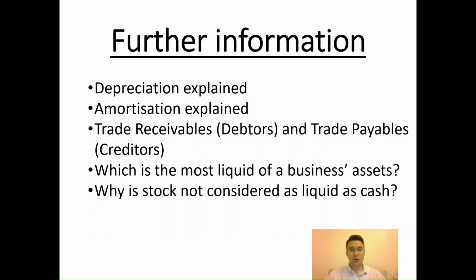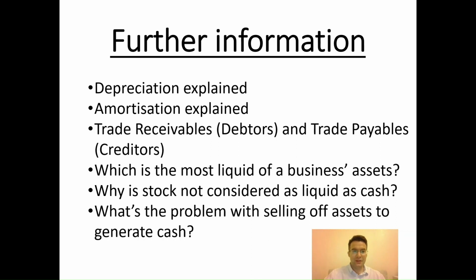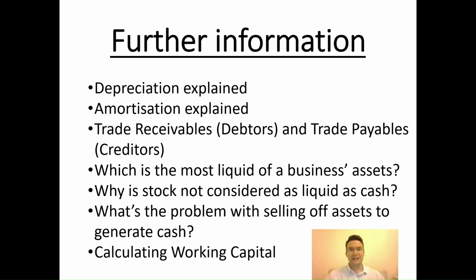Fourth, why is stock not considered as liquid as cash? We alluded to it earlier, but in order to turn stock into cash, we of course have to sell it first. Fifth, what's the problem with selling off assets to generate cash? We touched on it earlier. The fact is you might have to speculate to accumulate and spend money on advertising in order to generate enough interest to be able to sell your fixed asset. And finally, calculating working capital. Make sure you remember the formula: current assets minus current liabilities.